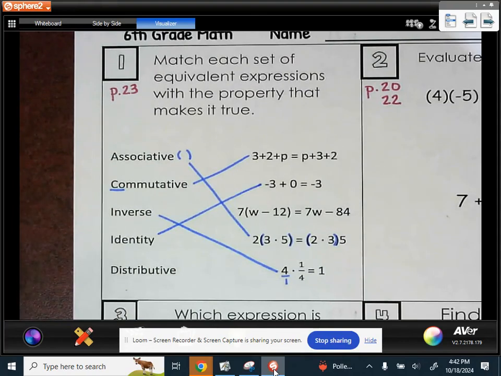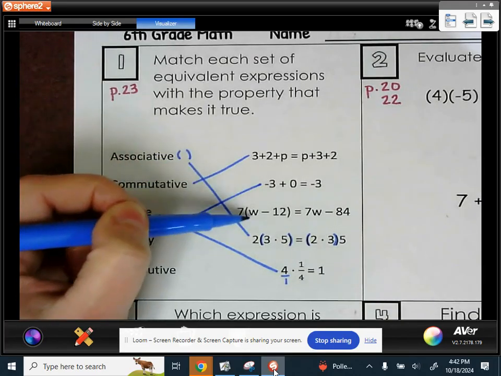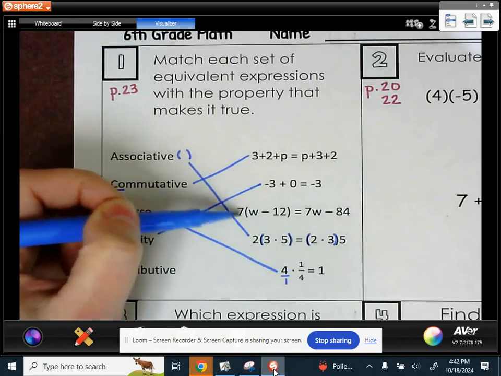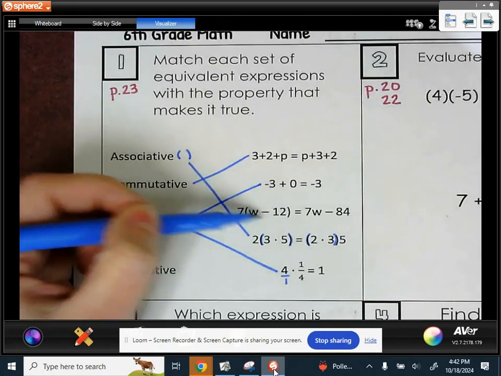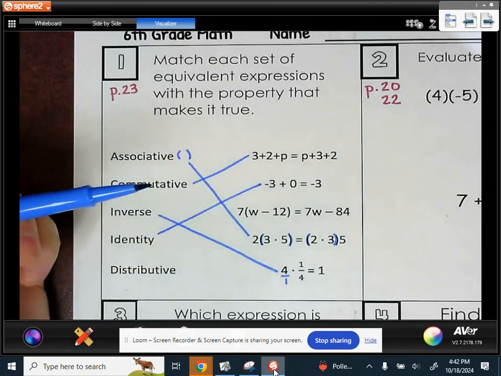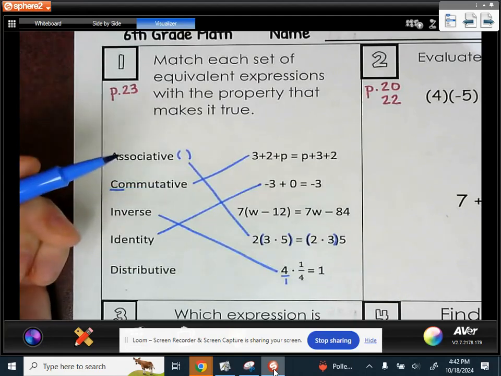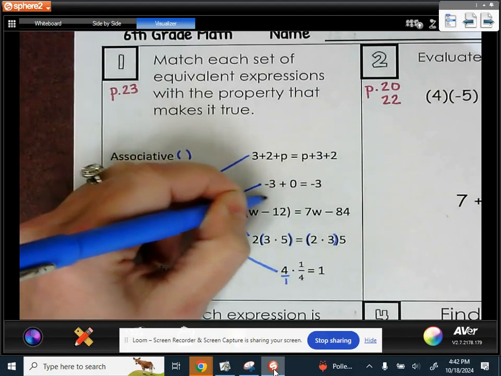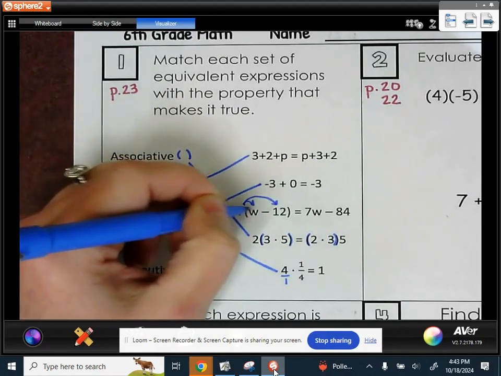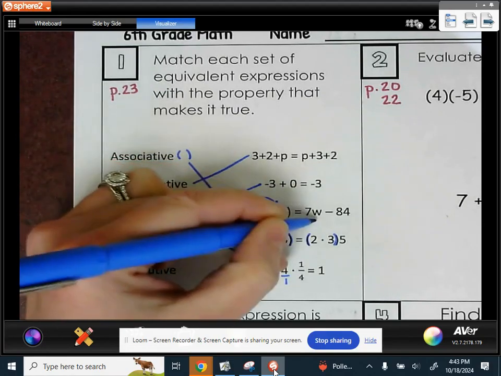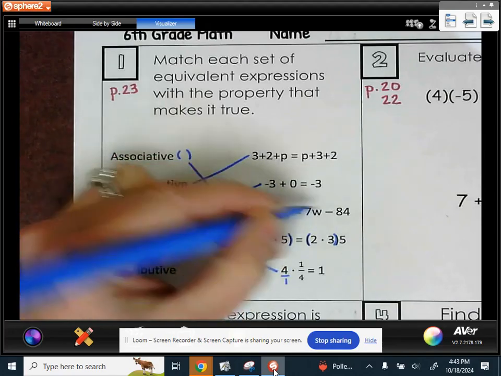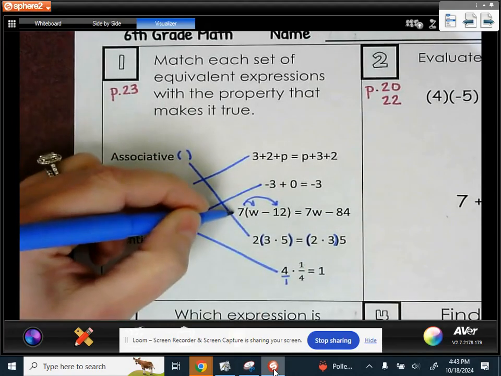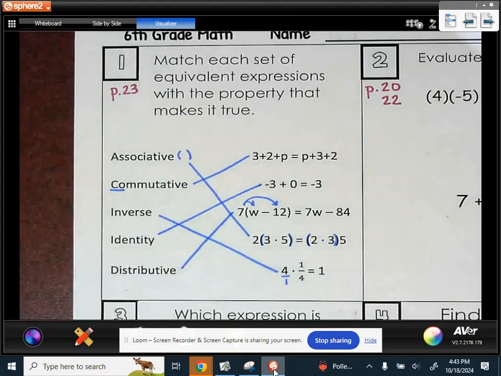And then the distributive property, remember that that has two operations in one. It's always going to have parentheses with a number on the outside of the parentheses and some addition or subtraction on the inside. So two operations in one problem. And we can do hippity-hoppity distributive property. 7 times W is 7W. 7 times 12 is 84. So this one right here is the distributive property.